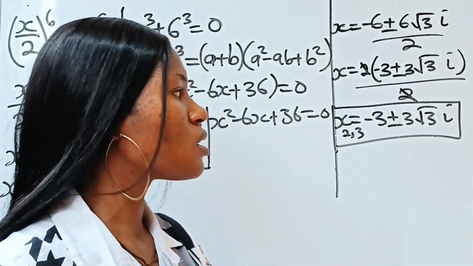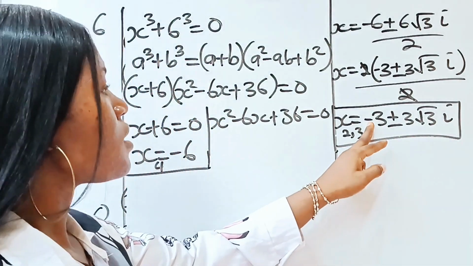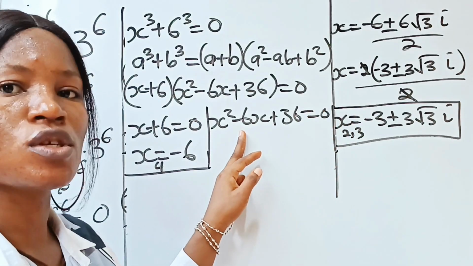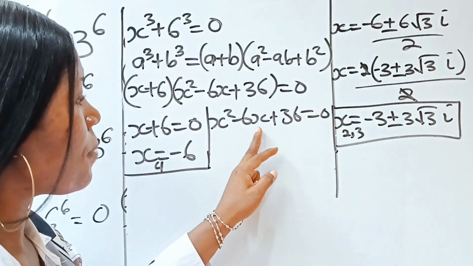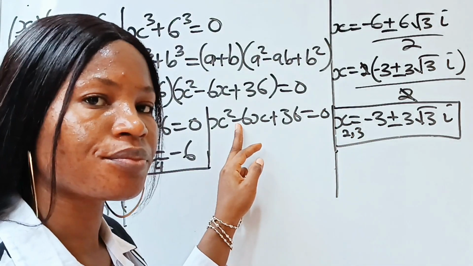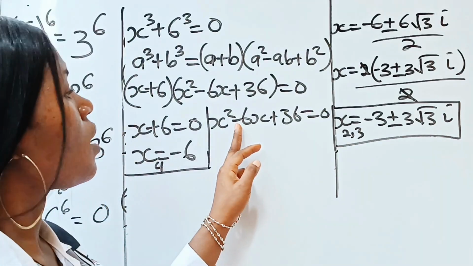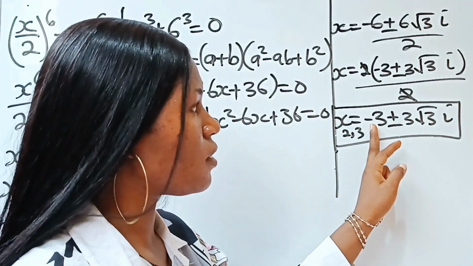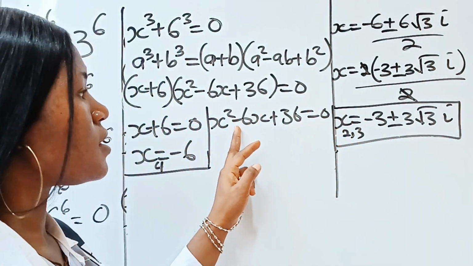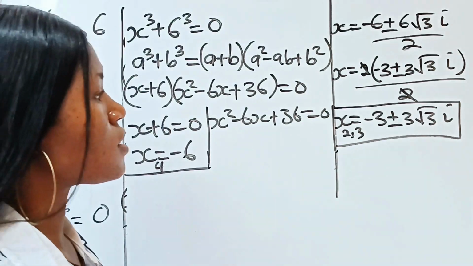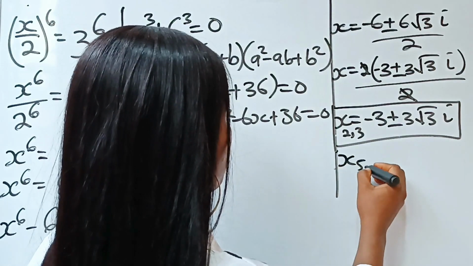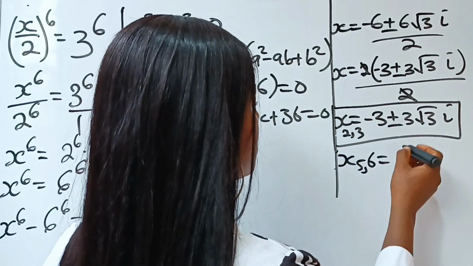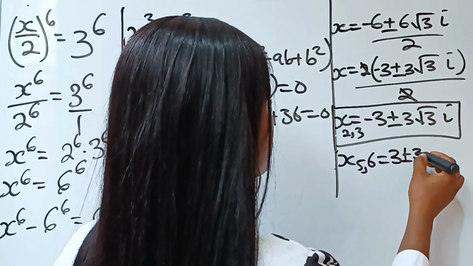So there is no need going round and round solving it, since the difference between this and what we solved before is just that our b here is going to be positive in the other one, and the final answer resulted to negative here. Therefore, since this is negative, when we solve this, our fifth and sixth values of x will be positive 3 plus or minus 3 root 3i.